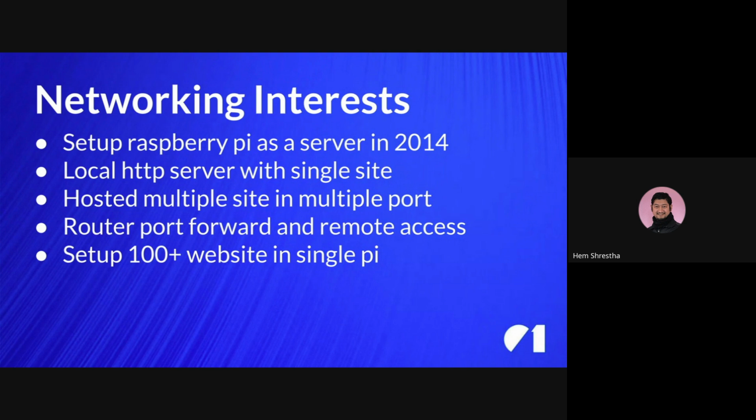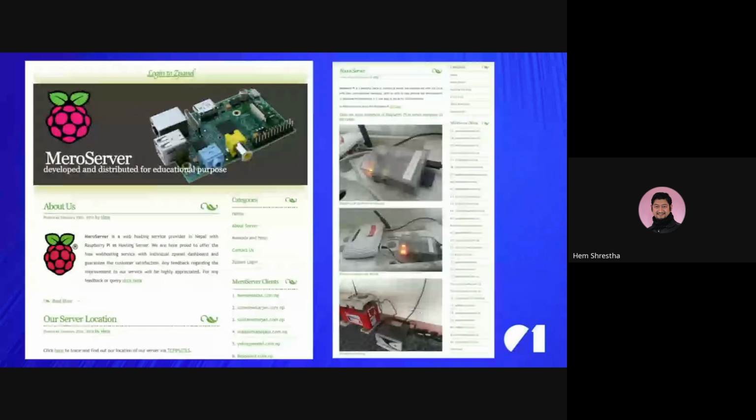Furthermore, I found that after doing a router port forward from the router to the Raspberry Pi, I could do remote access. Using remote access, I was able to set up 100-plus websites on a single Raspberry Pi. This is the Raspberry Pi that I had set up in my room.